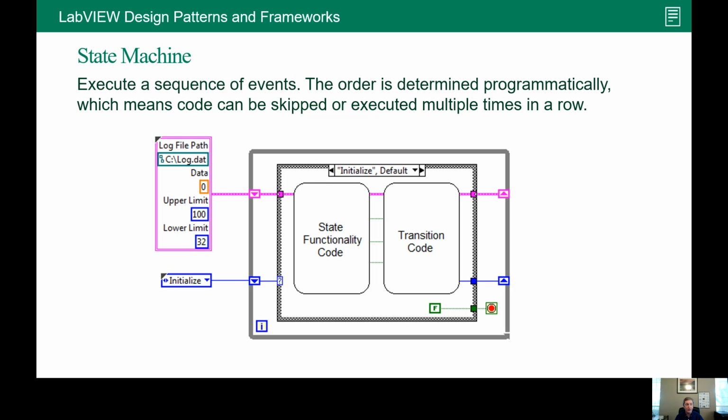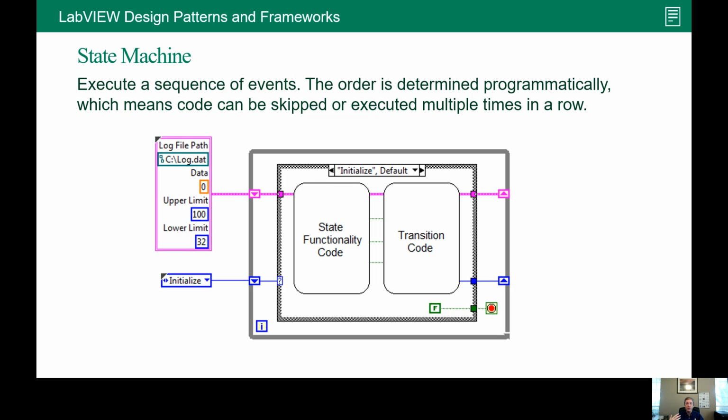Now, you may be thinking that's also what a flat sequence structure can do, and you're right. But the thing about a state machine is that the order is determined programmatically. With a flat sequence structure, the order is determined statically. And so whatever is in those frames is going to continue executing in that exact order, unless you click the abort button on the VI, which you should never click the abort button on a VI. With a state machine, you're defining that order programmatically.